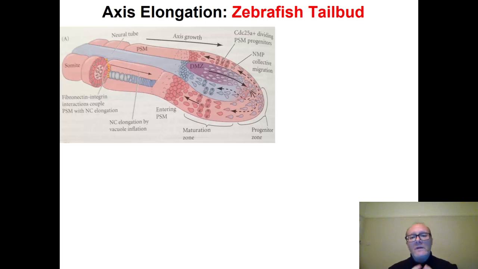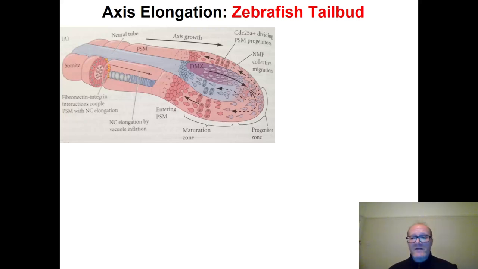So now that we know how the somites are formed, I would like to talk to you about how the presomitic mesoderm is established, and in doing so, also talk a bit about axis elongation. So how the axis of the embryo becomes a bit longer. This is mostly due to the tail bud elongation, and here is a sketch or a representation of a zebrafish tail bud.